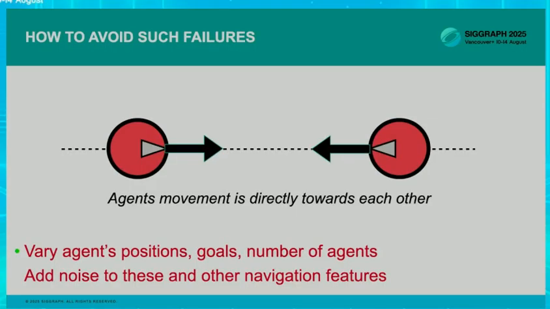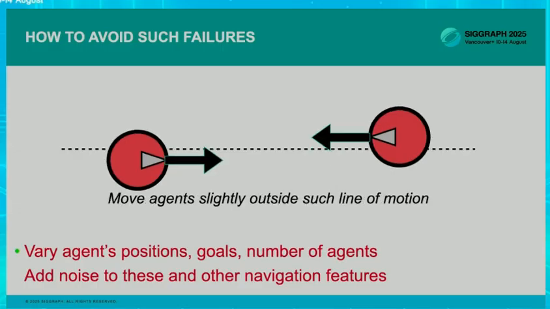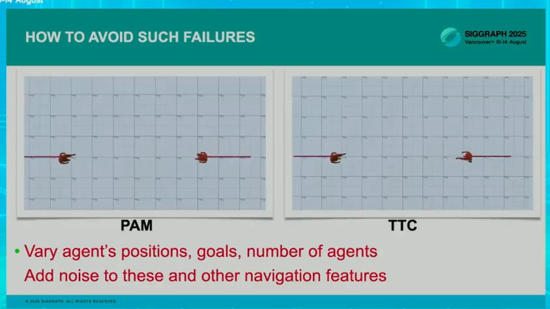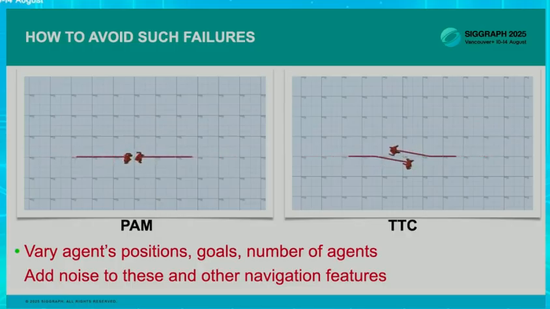For example, here's the same unstable case as before. What you can do is move them ever so slightly away from that center line. And that basically mostly solves the issue. Here you can see we have PAM and TTC with that slight augmentation, so they're no longer exactly on that same line. PAM is still not so good, but TTC does pretty quickly use that and resolve the collision.